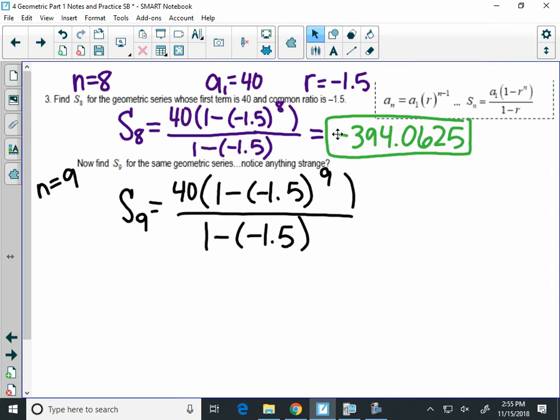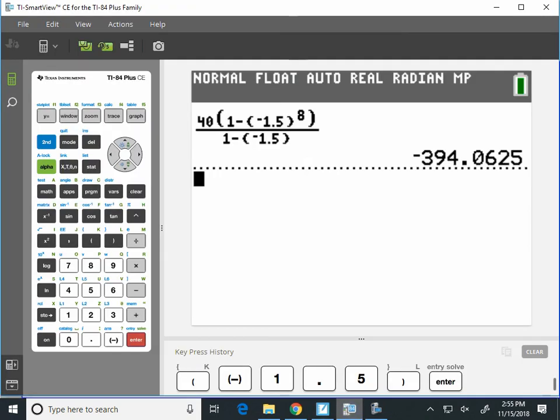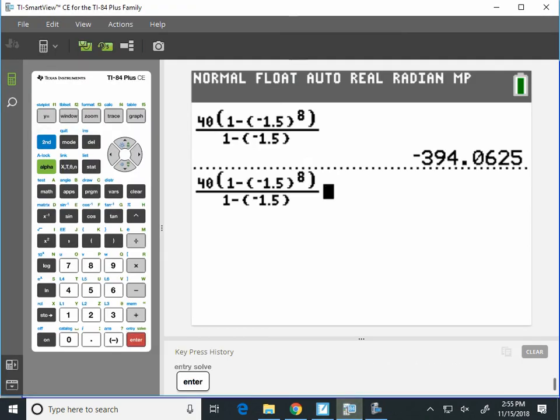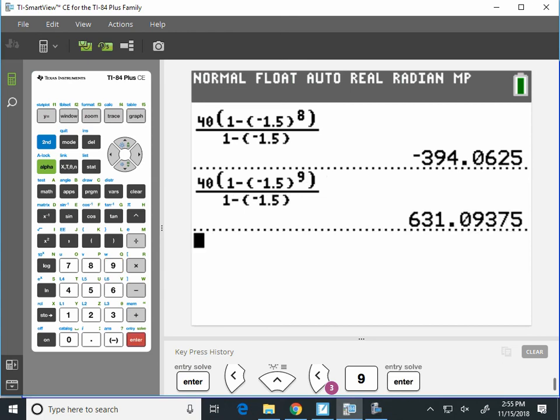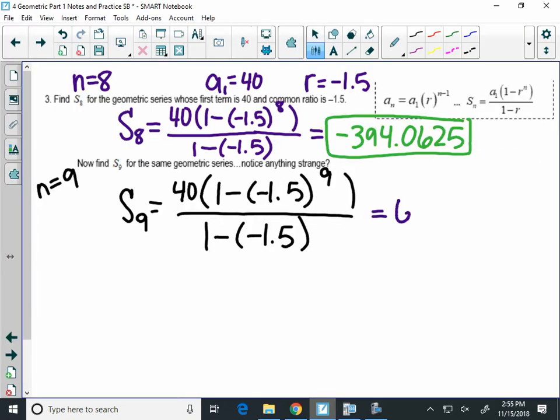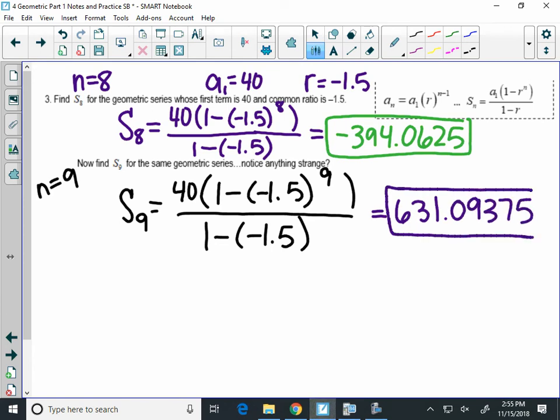So this time, I'm going to go back to my calculator, and I'm going to save myself a little work. I'm just going to copy down what I typed, because the only thing that needs to change is my exponent. That just needs to turn to a 9. You can retype it in if you want to. When I hit enter, this is the sum this time, 631.09375.